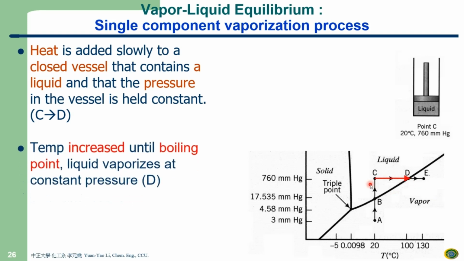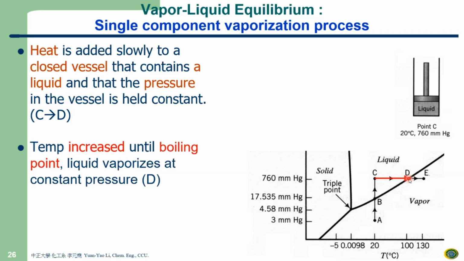The next is if you keep on increasing the temperature, the liquid will become gas. So if the temperature increases until the boiling point, the boiling point of water here is 100 Celsius at 760 millimeters of mercury, right? So if we keep on increasing the temperature from 20 to 100, the liquid water starts to boil, and the temperature won't change at this point even if you keep on increasing the heat.